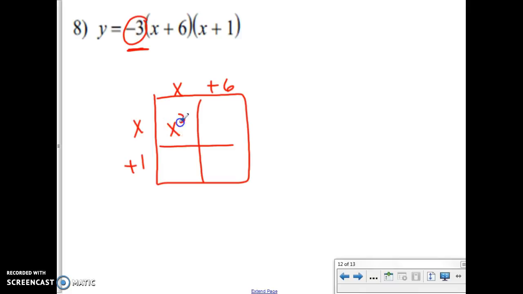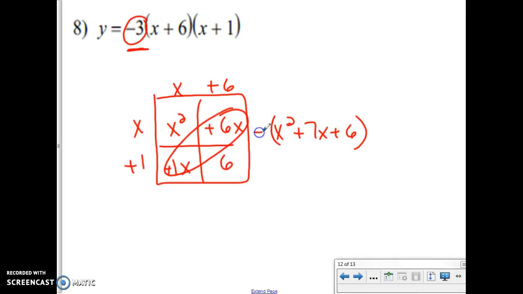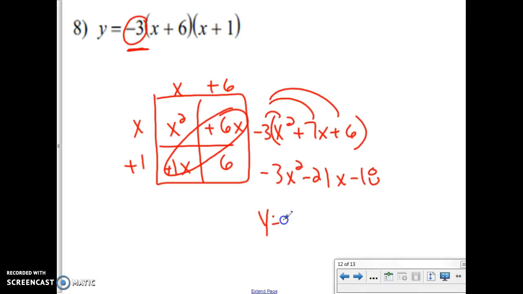X and x gets me x squared. X and 6 gets me plus 6x. 1 and x gets me plus 1x. 1 and 6 gets me 6. So right now, if I add my main diagonal, I have x squared plus 7x plus 6 to be the product. And then I have a negative 3 in front, so I'm going to distribute the negative 3 through everything. I get negative 3x squared minus 21x minus 18. So I have y equals negative 3x squared minus 21x minus 18 to be standard form.